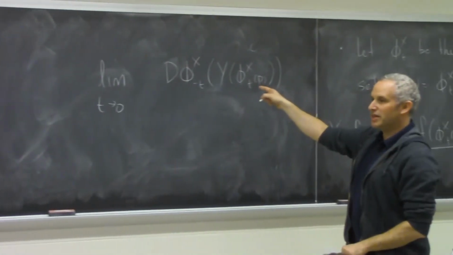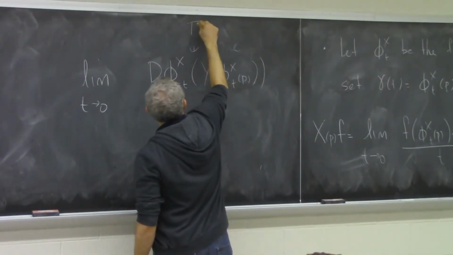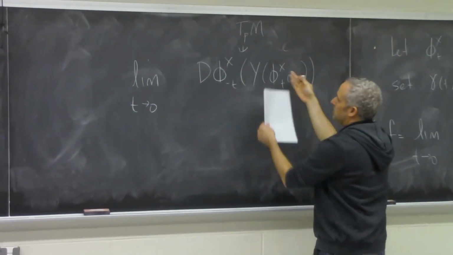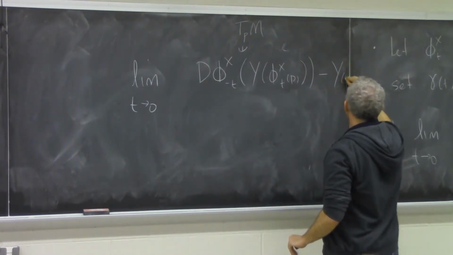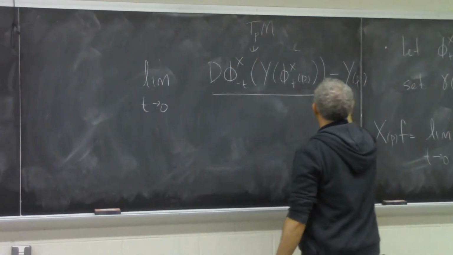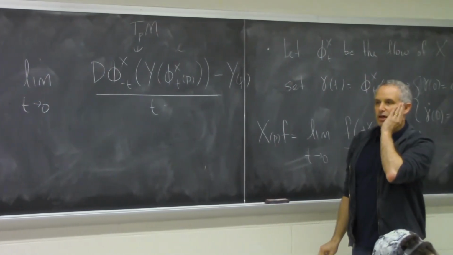So now that's in the tangent. So where is this? This is in the tangent space to M at P. And this is the tangent space here, and this moves it back. Minus y at P over t. Now this is a well-defined object.